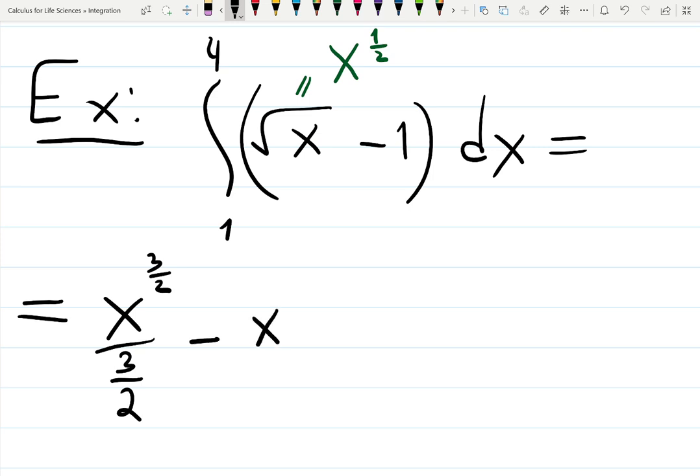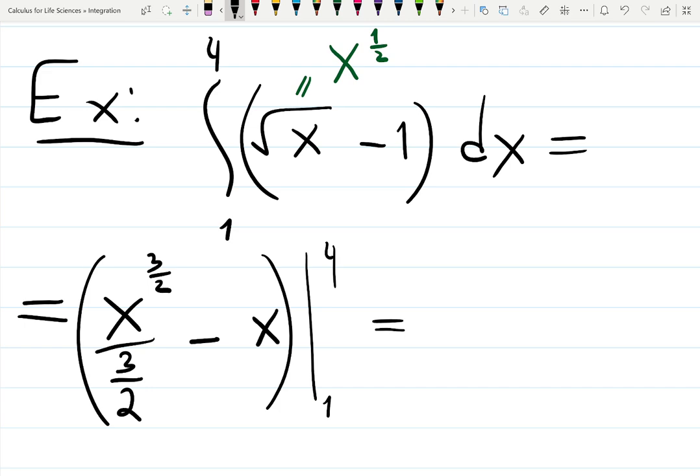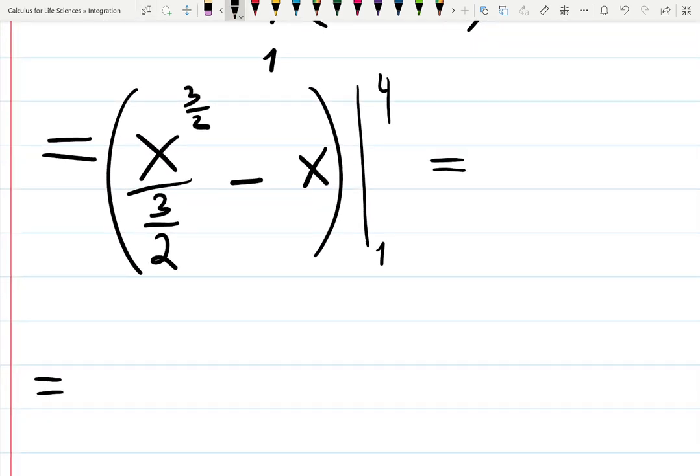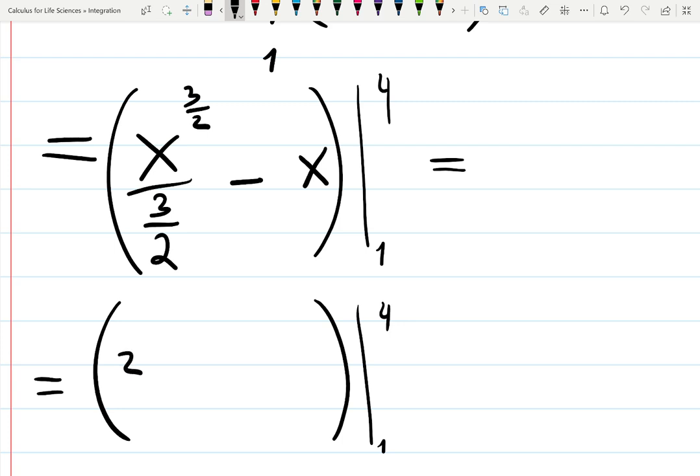Minus x, because integral of 1 is x. A bar from 1 to 4, plug the top minus the bottom. Maybe simplify first. If I want to simplify first, I will not plug the top and the bottom. I will keep the bar, and I will simplify my entire antiderivative first, which is 2/3 x to the 3/2. Also, it will be convenient to write it as a square root cubed.